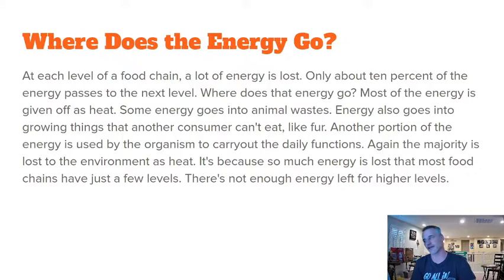So where does this energy eventually go? At each level of the food chain, a lot of the energy is lost, right? Only about 10% of the energy is passed on to the next level, as we said. So where is this energy going? Most of the energy is given off as heat. It's lost to the atmosphere. It's lost to the environment, right? Some energy goes into the animal waste.